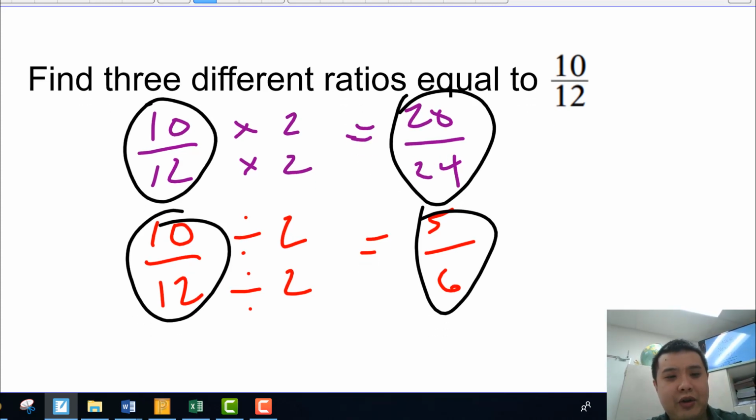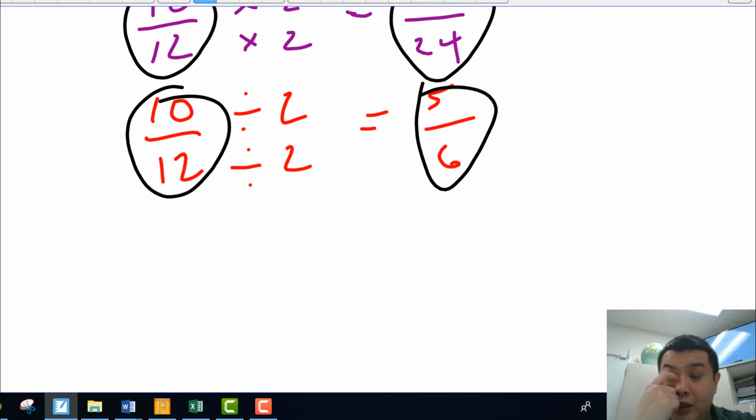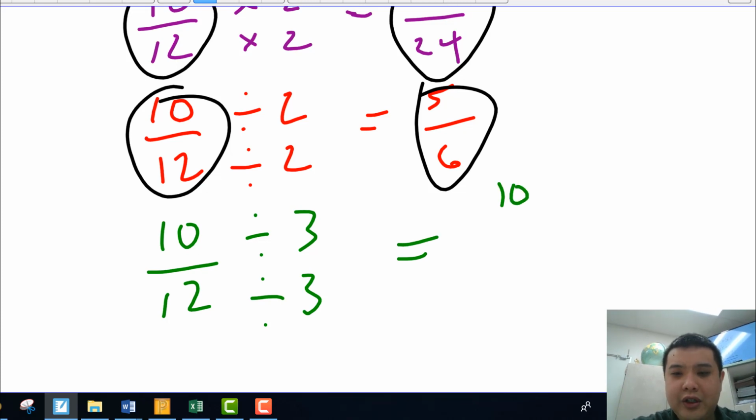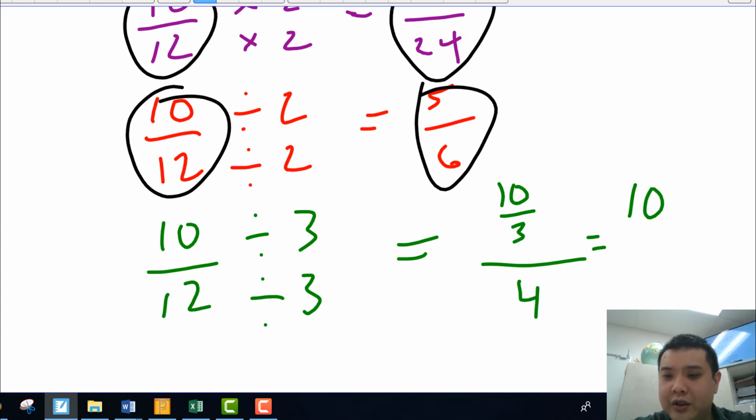We don't even need to multiply or divide these by whole numbers, or we don't even need to divide them by numbers that are factors of each one of them. So an example of that would be if we were to divide both of these by, let's say, 3. Okay? So divide both the top and the bottom by 3. We get 10 thirds to 4, or written with a colon, it would be 10 thirds to 4.